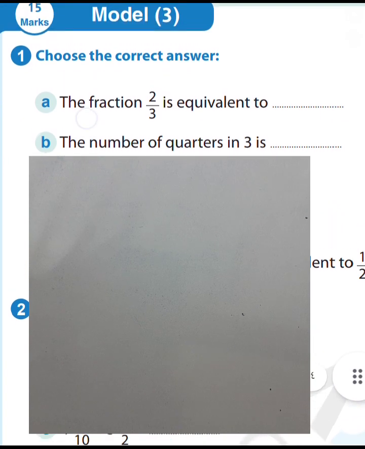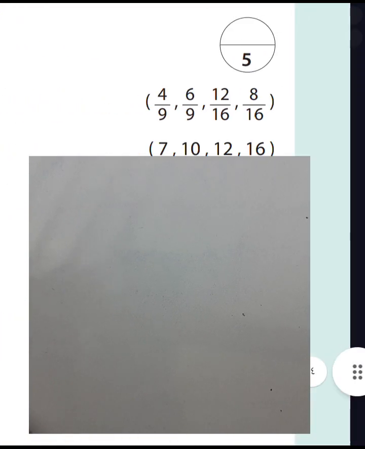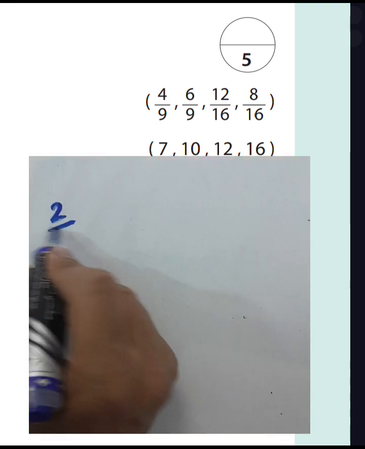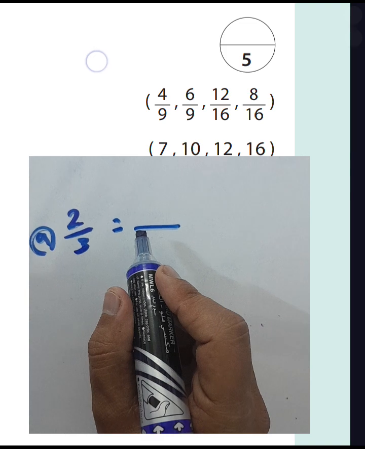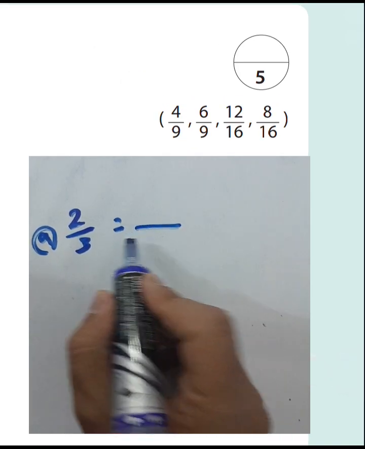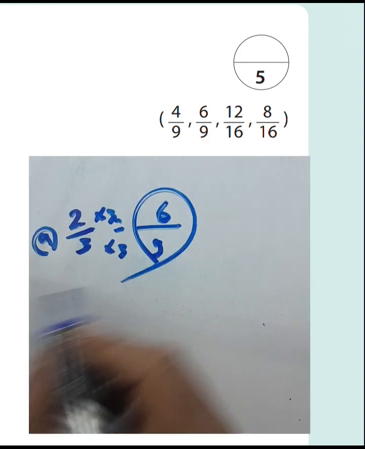Question here, model number 3. The fraction 2/3 is equivalent to what? Here, 2/3 is equivalent to what? We have 9 in the denominator, multiplied by 3. 3 times 3 equals 9. 3 times 2 equals 6. Then the result will be 6/9.